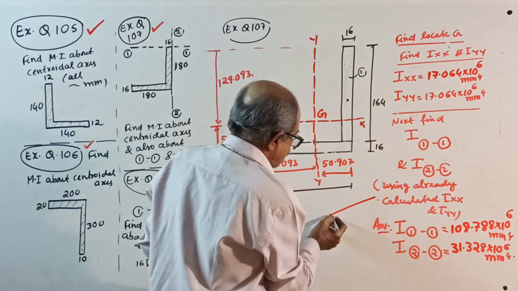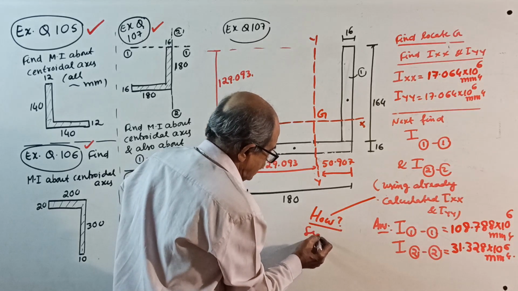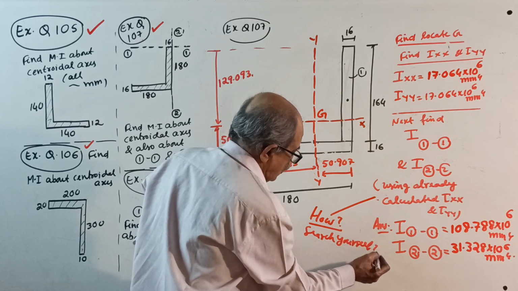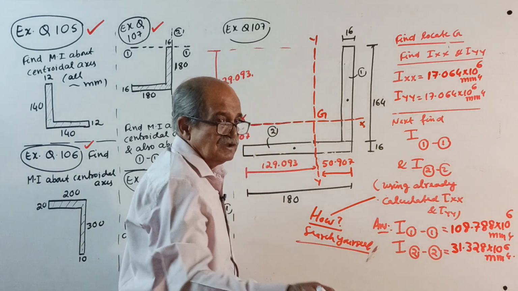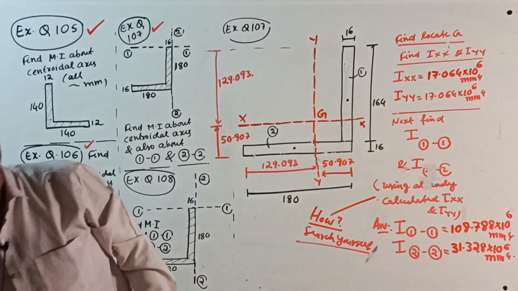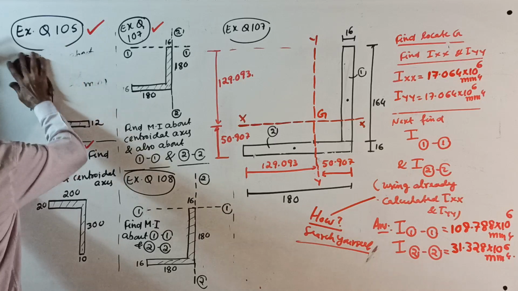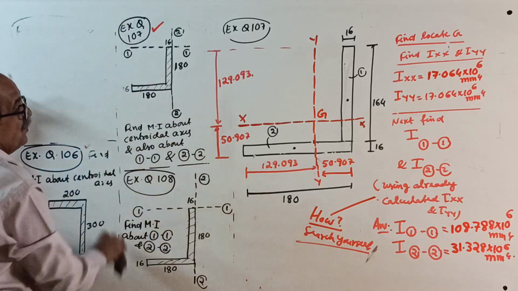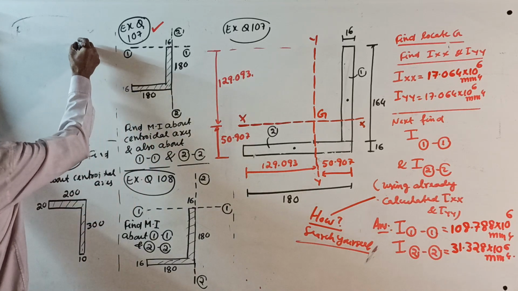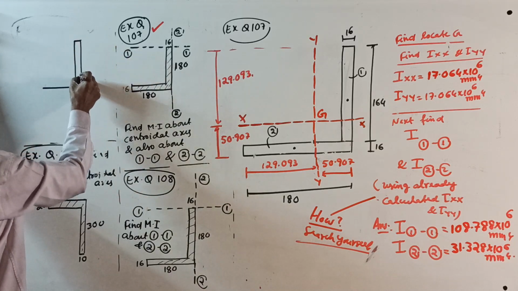Now, doubt: how? Search yourself. That's all I can tell. Because I already told, or I should not tell actually. See, here I write. Once you get Ixx, Iyy, what do you do? You consider that entire angle as one single unit.